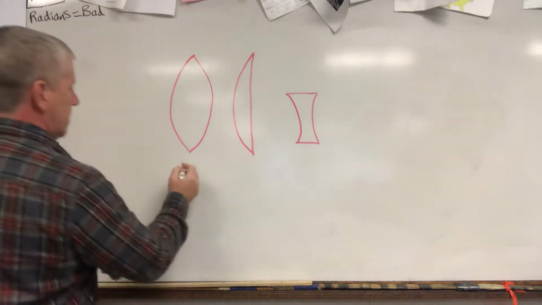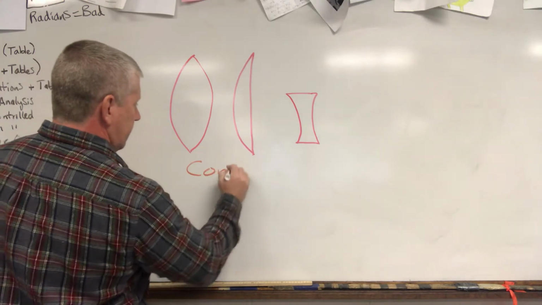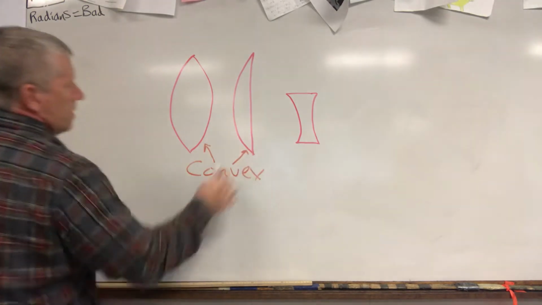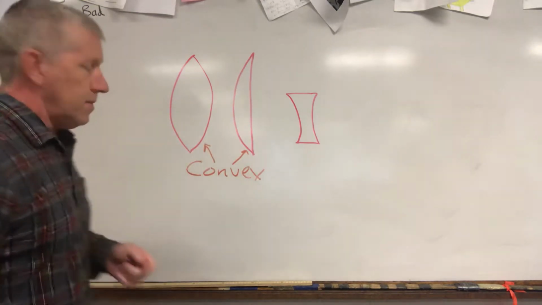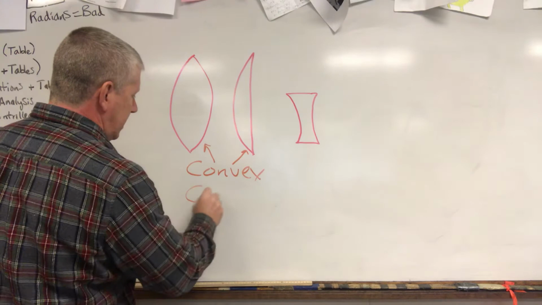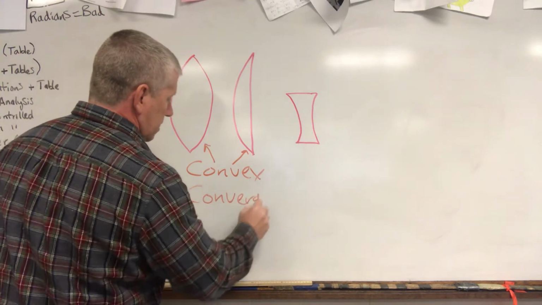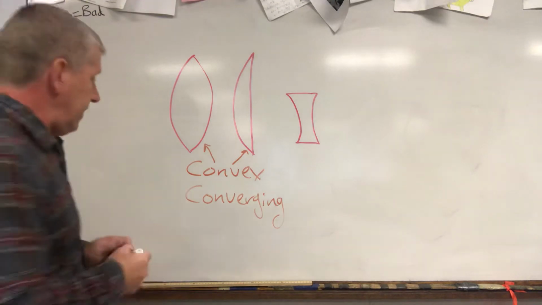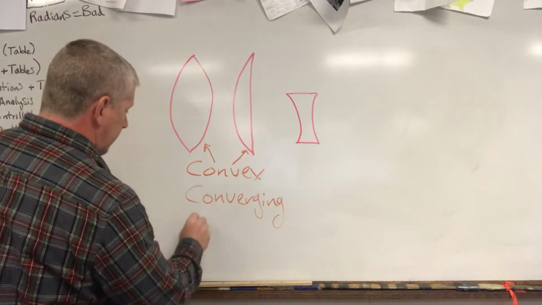So these are convex lenses. As long as you have one side that's convex, you also get what's called converging. So these words go hand in hand. Converging, convex. And a converging or convex lens is also known as a positive lens.